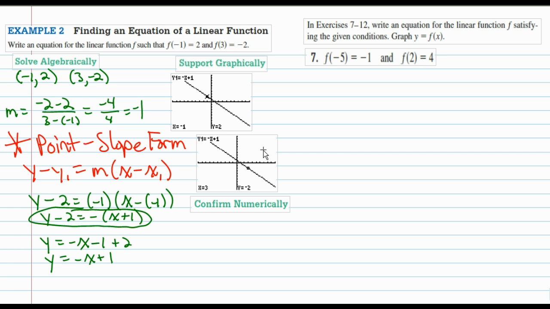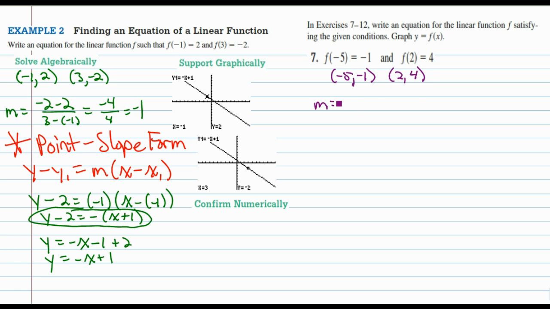I have 2 points, and those points are given to me in function notation. So I plugged in -5 and the output was -1. The other input I had was 2 and the output was 4. So I'm going to calculate the slope, which is 5/7. Now I have 2 points and a slope, so I'm going to use point slope form.